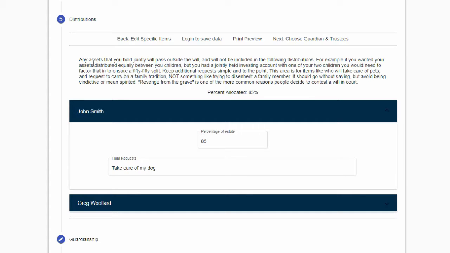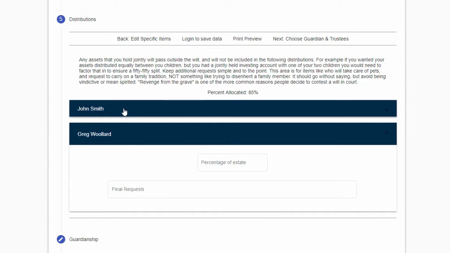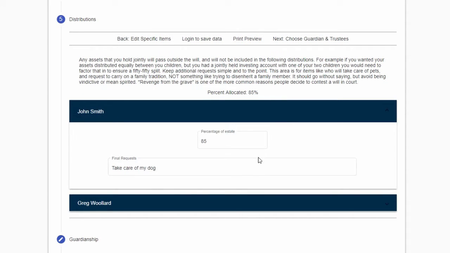So we're going to jump right in at distributions, and this is looking at the section where you're actually allocating your estate out to your beneficiaries. In the beneficiary section of the last episode, you have to list all the individuals who are going to be a beneficiary of your will, and then they actually appear down here. So each person that you list in your beneficiary section will have their own individual little section where you can then allocate an amount out to the individual.